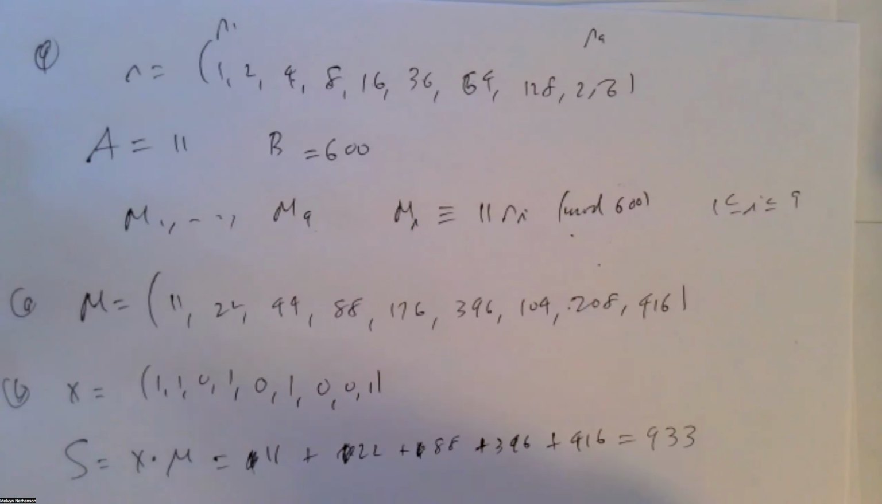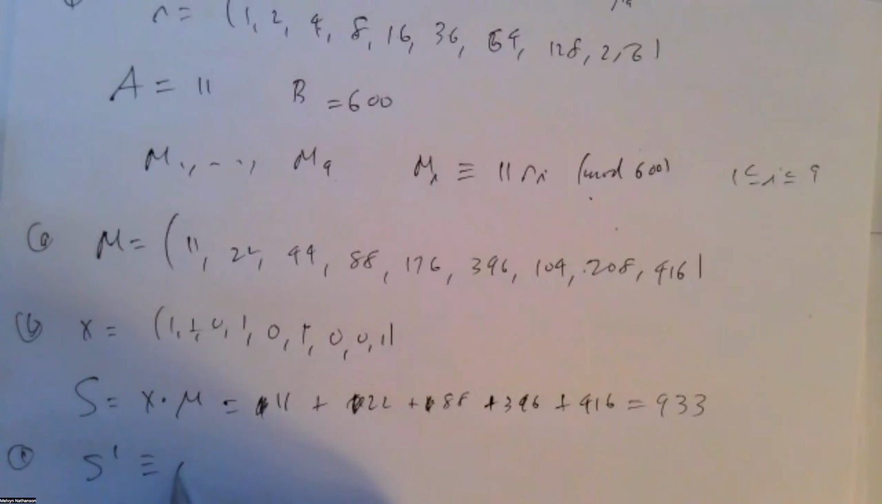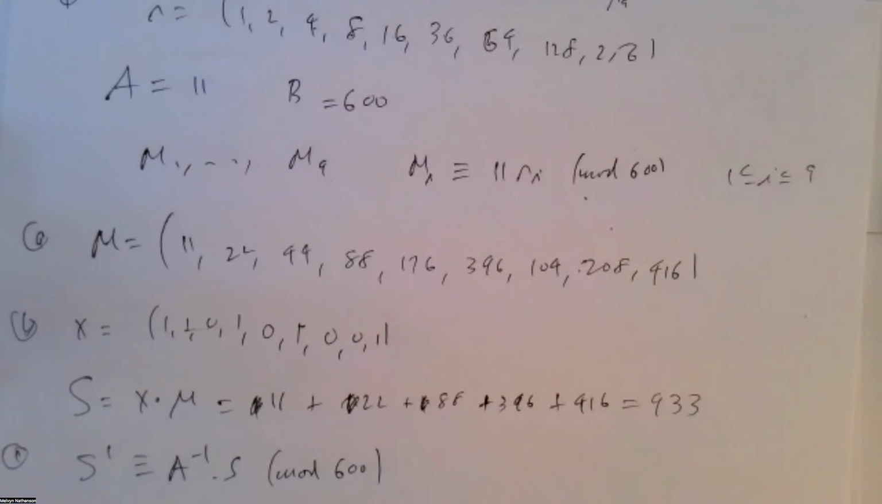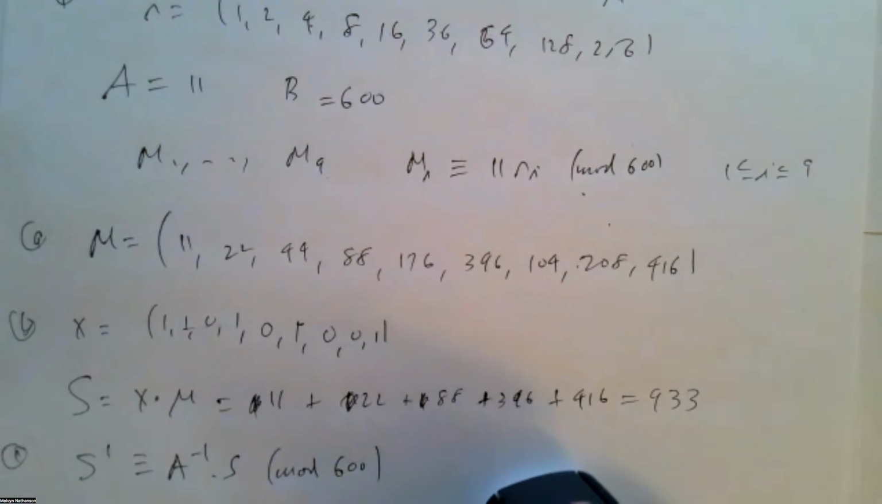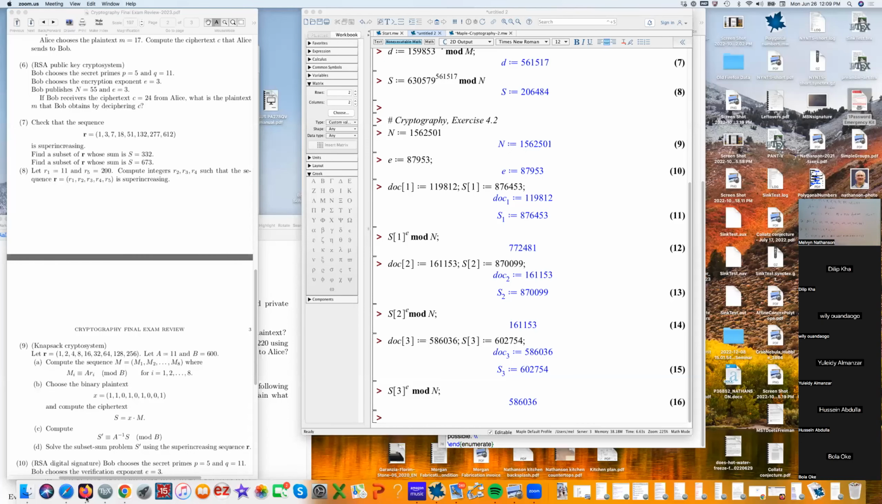Right? So that is the encrypted binary sequence. And to decrypt it, we have to compute S prime congruent to A inverse times S mod B, and the B was 600. So let me do it the lazy way, taking advantage of the fact that I just learned the mod command. So let me share the screen with my Maple here.